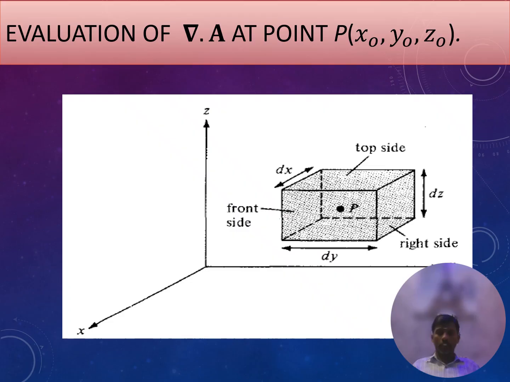Evaluation of del dot F, how to find it. Consider a cuboid with x-axis, y-axis, z-axis. This is the right-hand side, so differentiate with respect to y. This is also the front side, differentiate with respect to x. This is the top side, similar to finding the derivative with respect to z. So this is required. We have to find the volume of the solid.